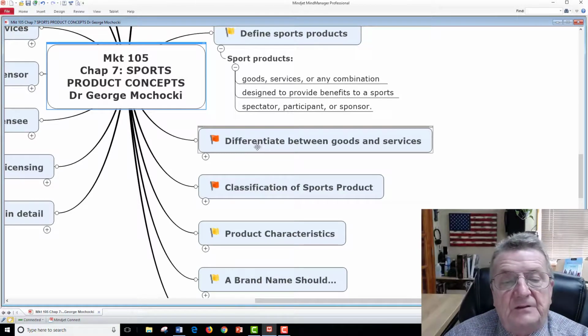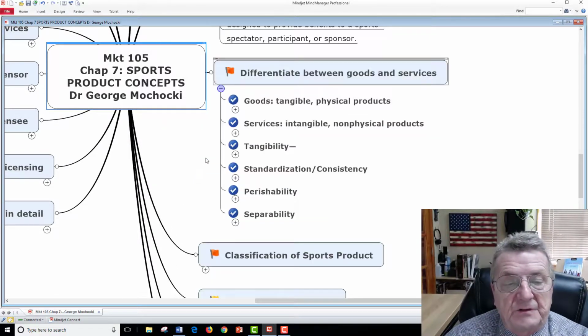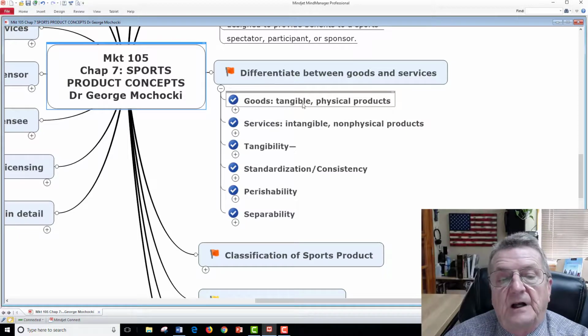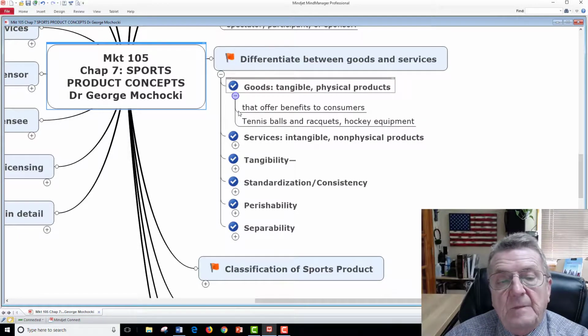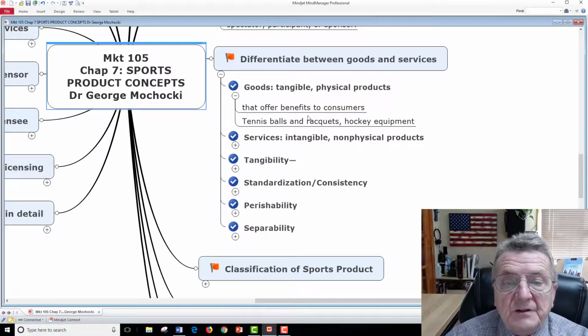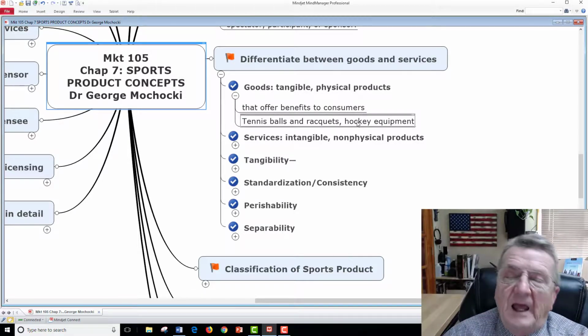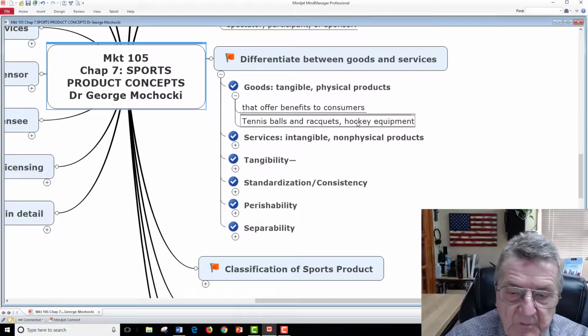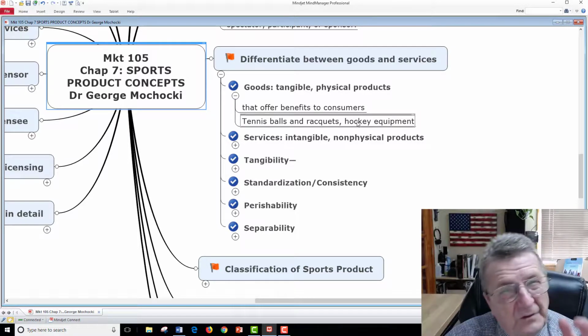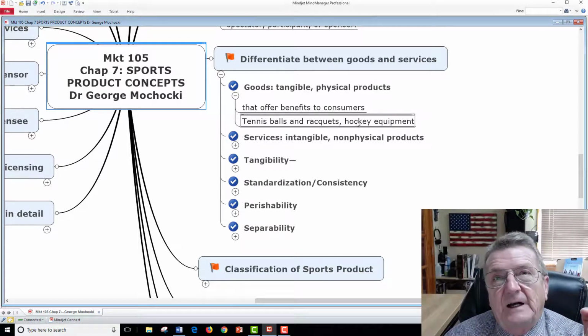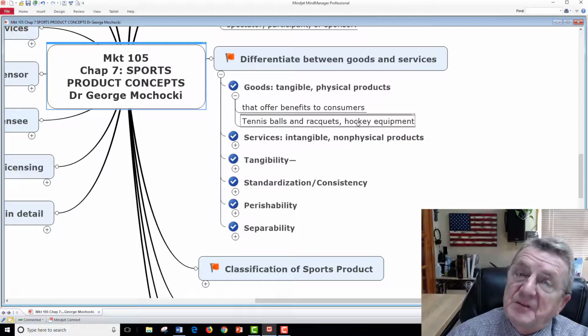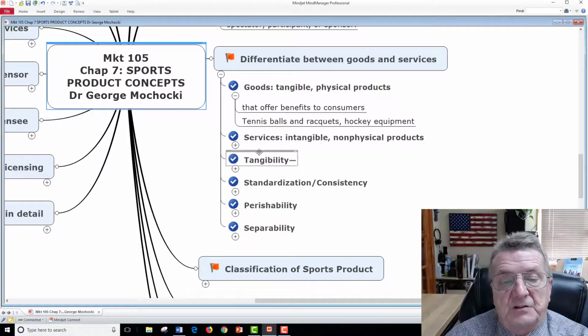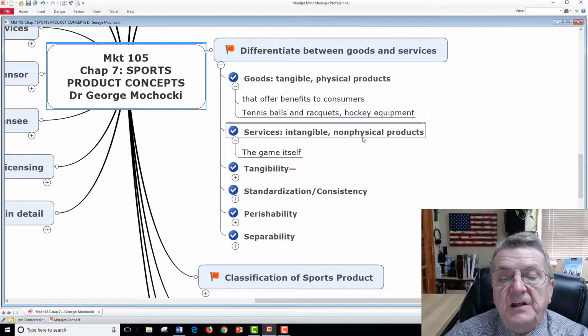All right, differentiate between goods and services, and we went there. Goods are tangible, physical products that offer benefits to consumers, like a tennis ball or racquetball, and they should be consistent. When I buy something, I know it should work over and over. A service is a little different. I can only judge my service by the last time I was serviced by that company or organization. Okay, services are considered intangible, non-physical.